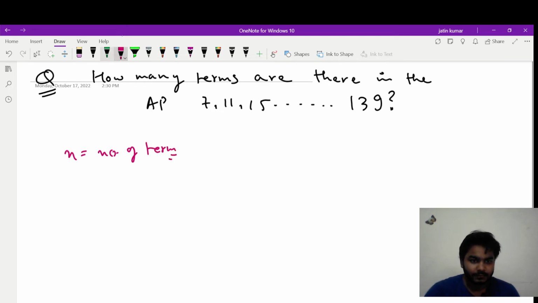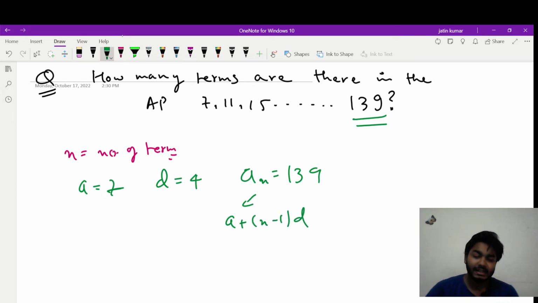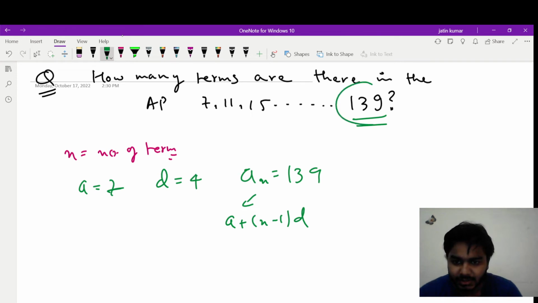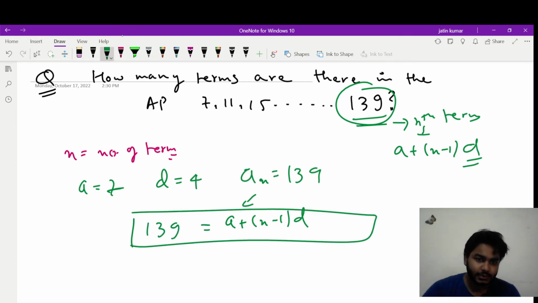And what do you know from this question? You know a, the value of a is 7, the first term. The difference is 11 minus 7, which is 4. And the last term you also know. The last term is 139, and the last term formula is a plus n minus 1 into d. This is the nth term. The nth term is the last term. So put the formula: a plus n minus 1 into d is equal to 139. You need to put the values of a and d. 139 is equal to 7 plus n minus 1 into 4.